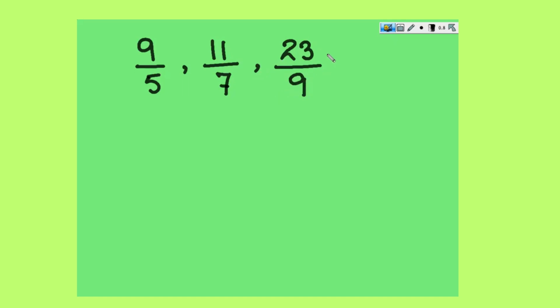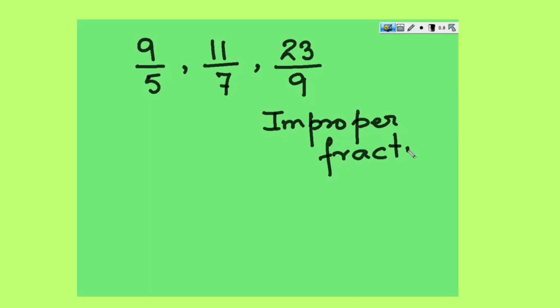So now let's understand another fraction. Suppose I write down 9 out of 5. Over here, 11 out of 7. Or we can write down 23 out of 9. So over here, if you look at it, all the numerators are greater than the denominator, and this kind of fraction is called an improper fraction.